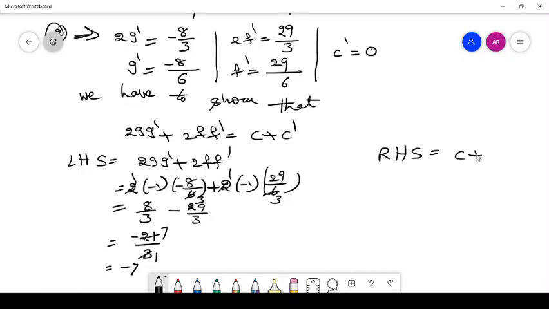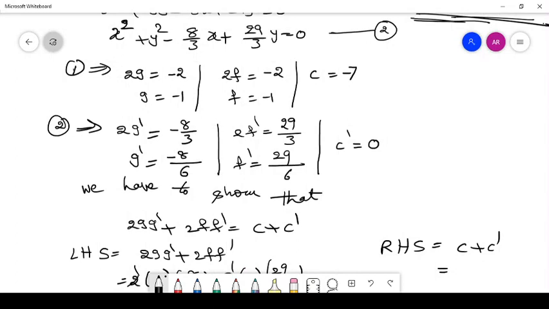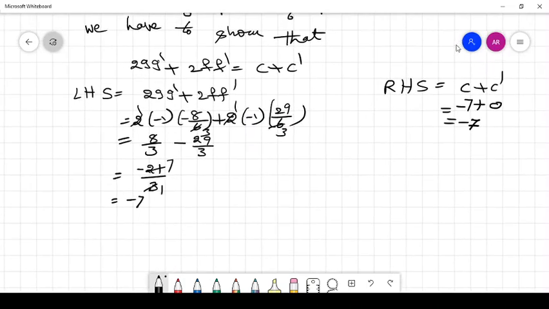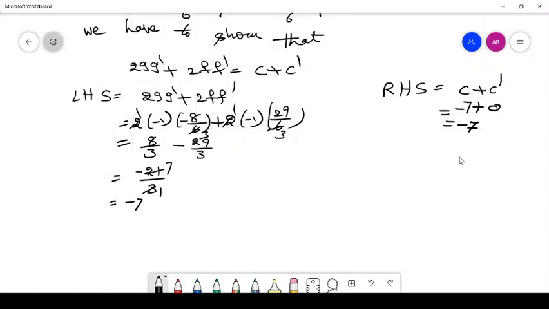Then what is the value of RHS? RHS is c plus c dash. What is the value of c? c is minus 7, c dash is 0, minus 7 plus 0 is minus 7. LHS is also minus 7, RHS is also minus 7, therefore LHS is equal to RHS, and indeed 2g dash plus 2f dash is equal to c plus c dash. We have verified that the condition is satisfied.